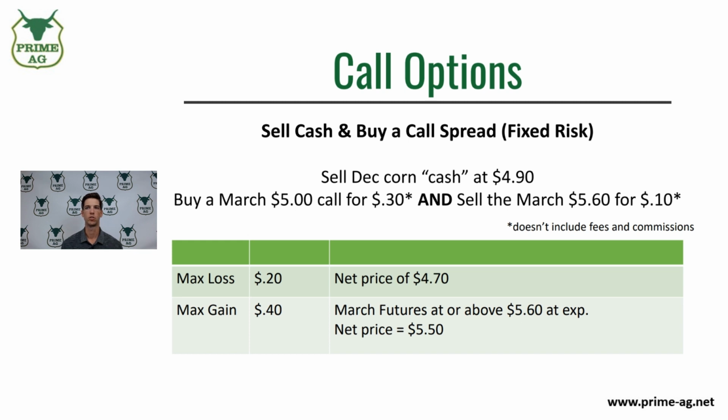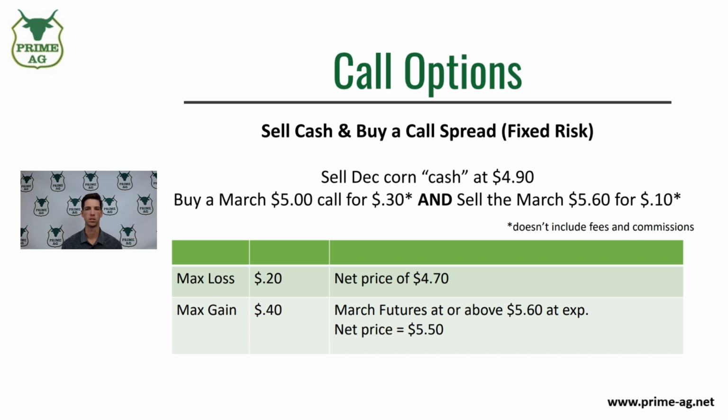Another way to do this is going with a call spread. Again, this is a fixed risk position, so you're going to pay for your option premium. There's no additional margin after that. It's going to be a little bit cheaper than a straight call option, but the trade-off is your upside is limited. So again, we're going to sell that December corn at $4.90 around this harvest time frame. We'll buy the March call for around 30 cents, and at the same time we're going to sell a March 560 call and collect 10 cents, bringing our net cost to 20 cents.